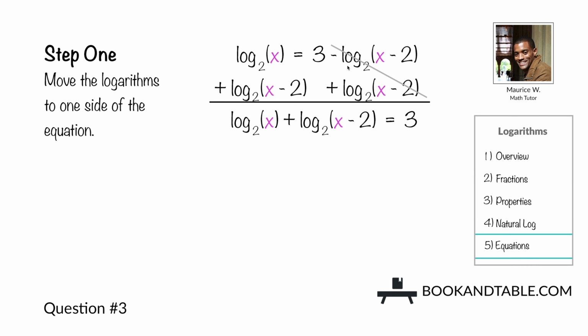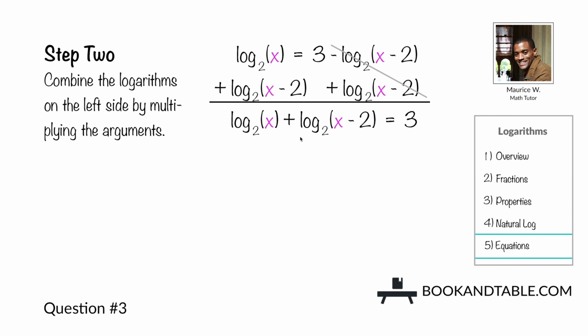So we'll begin by adding log base 2 of x minus 2 to both sides, giving us log base 2 of x plus the log base 2 of x minus 2 is equal to 3. And now on the left side here, we are adding two logs together. So we can combine the logarithms by multiplying the arguments. We're using the product rule. So we multiply x times x minus 2.